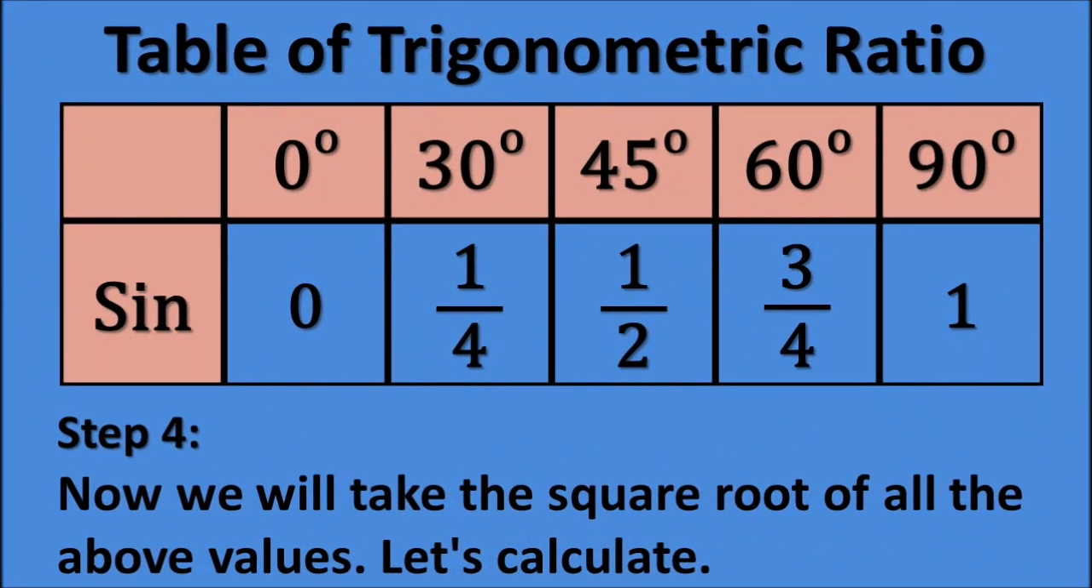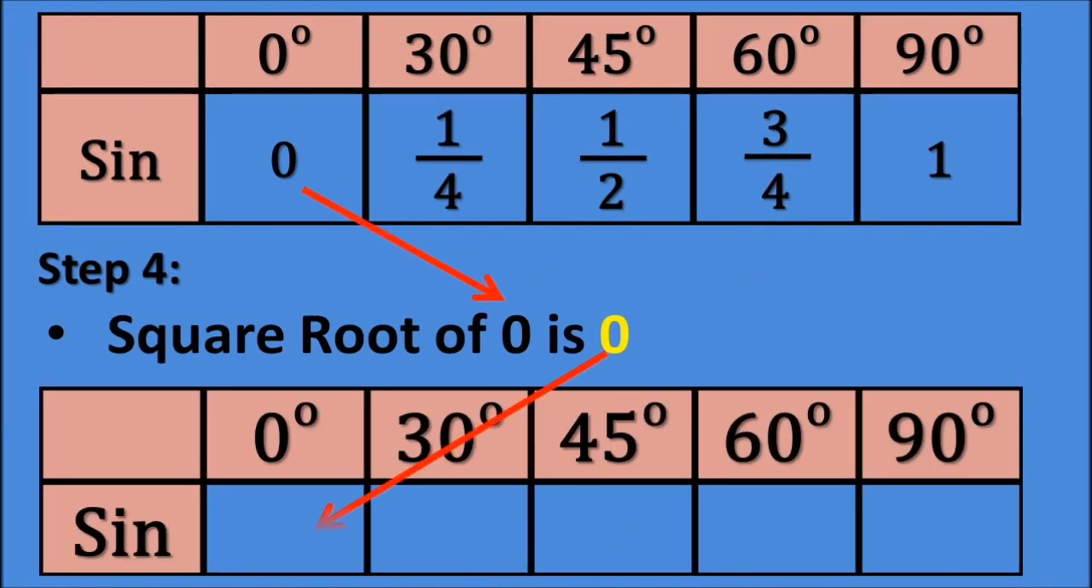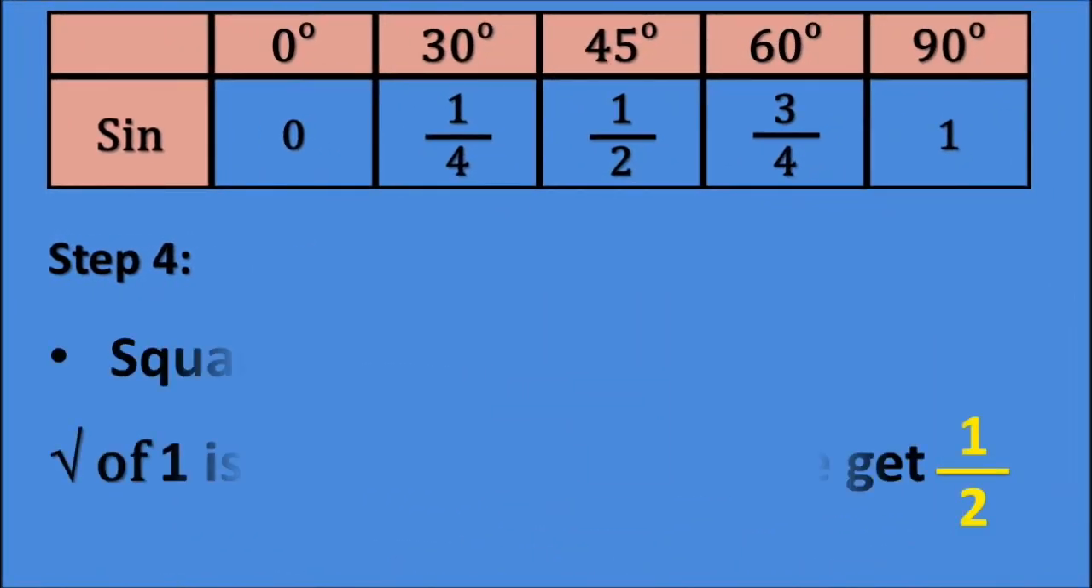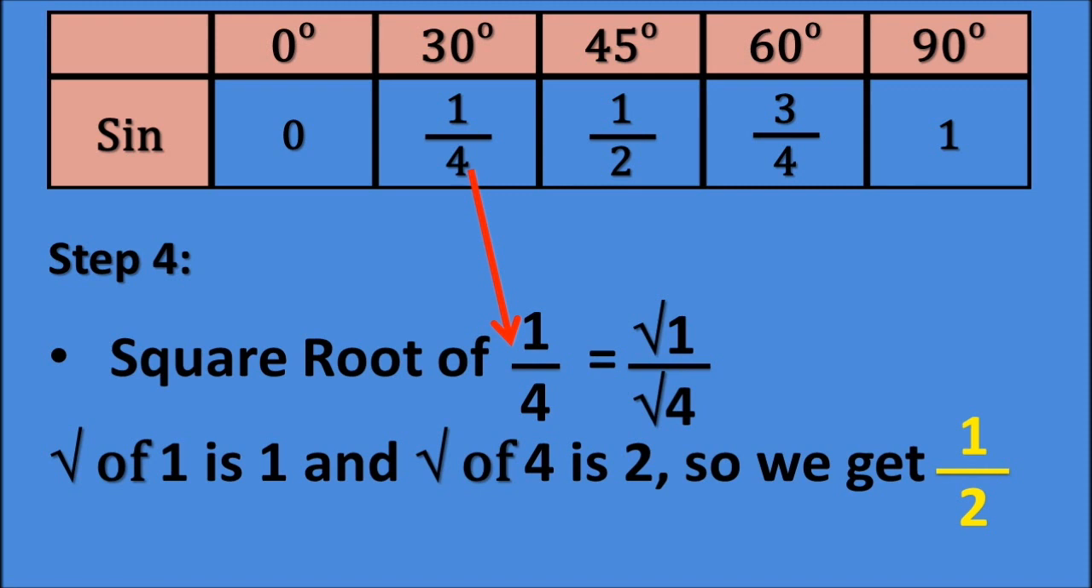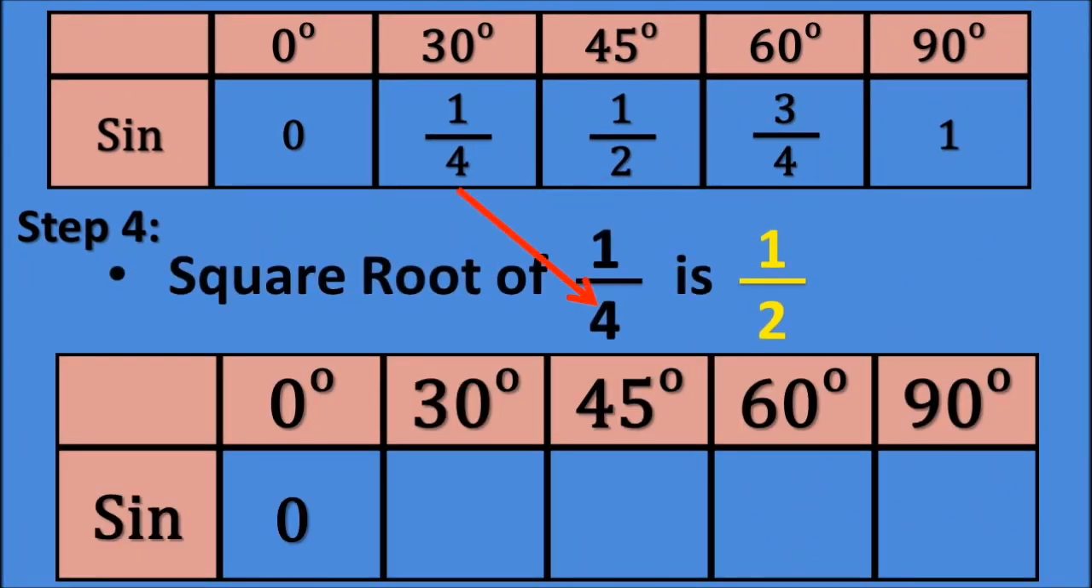Now in step 4, we will take the square root of these values. The square root of 0 is 0. The next one, square root of 1 by 4 is root 1 by root 4. Square root of 1 is 1. And square root of 4 is 2. So we get 1 by 2.